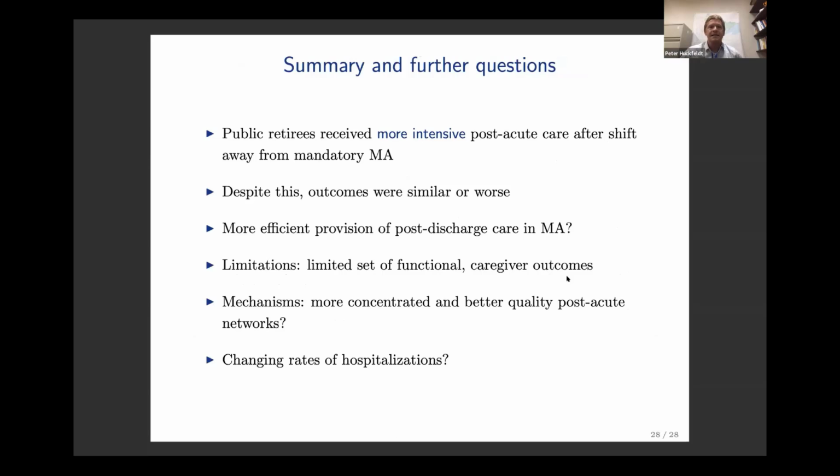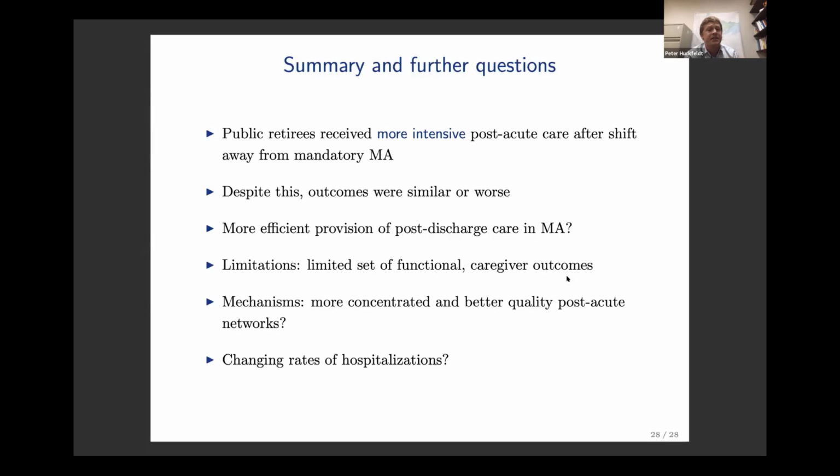So just to summarize, we find that Ohio public retirees received more intensive post-acute care after this shift away from a mandatory Medicare Advantage plan. But despite this change, we find either similar outcomes or worse outcomes. And so this finding is pretty consistent with some of the prior literature, and it suggests that Medicare Advantage is providing more efficient post-discharge care.